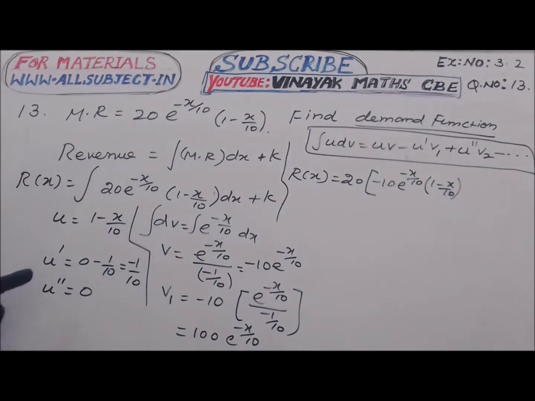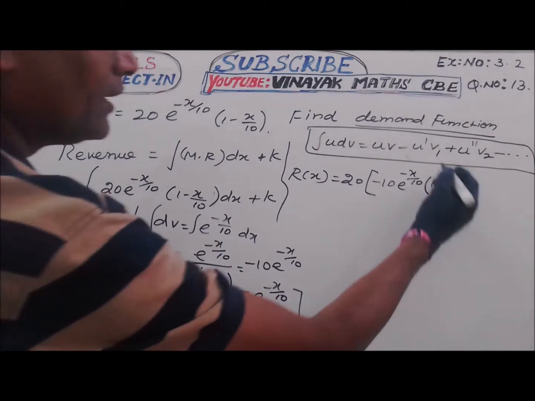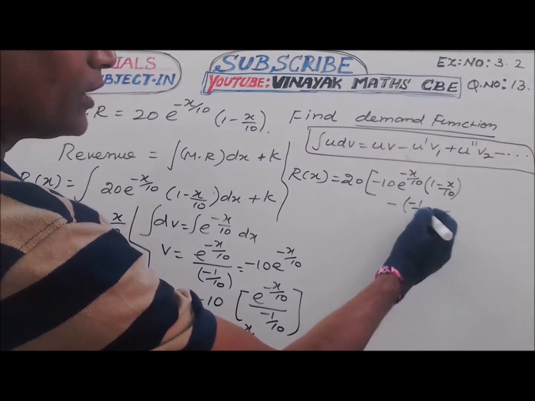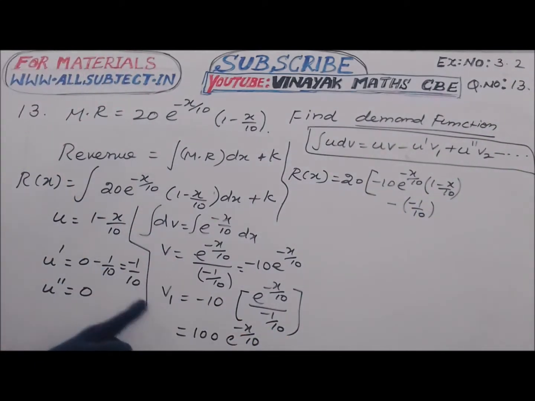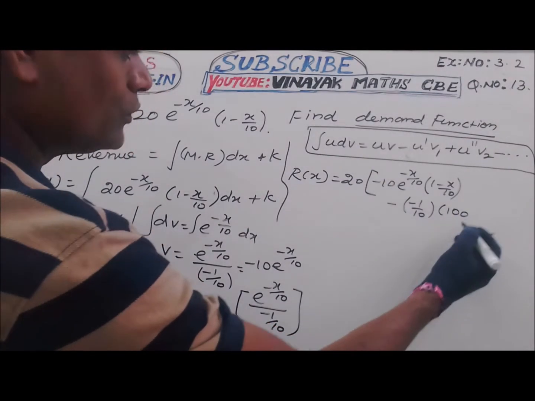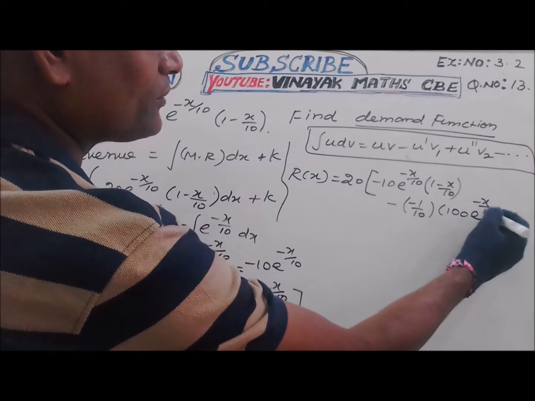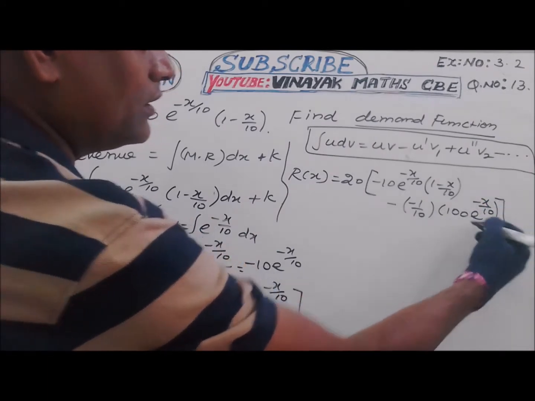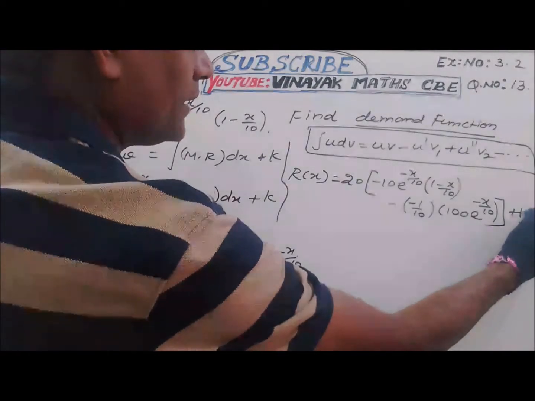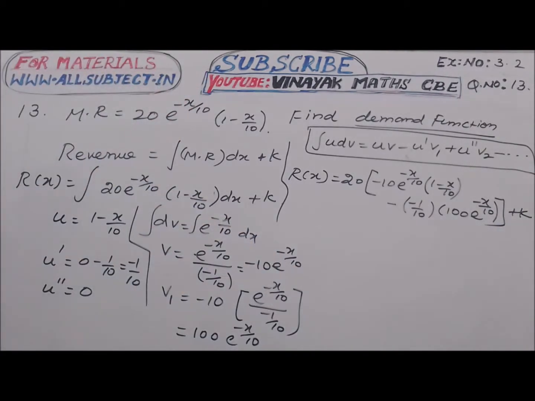Then uv, then minus u dash into v1. u dash is minus 1 by 10, and in the formula we have minus of minus 1 by 10, u dash, into v1. v1 is 100 into e power minus x by 10, plus the constant of integration k applied here. This is a very simple thing.